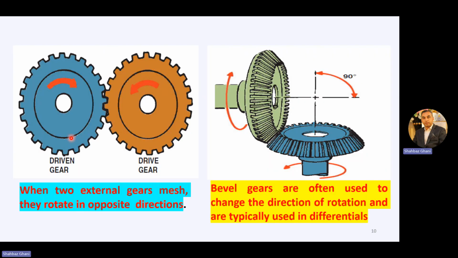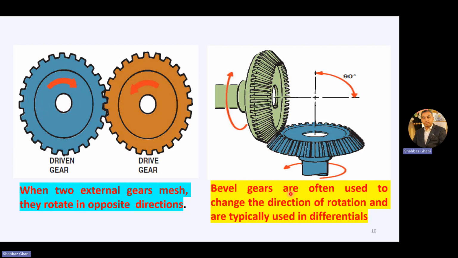Now, when two gears mesh, one is the drive gear and the other is the driven gear. When two external gears mesh, they rotate in opposite directions. That we are showing here. The drive is in counterclockwise direction. The driven gear will be in clockwise direction or vice versa.